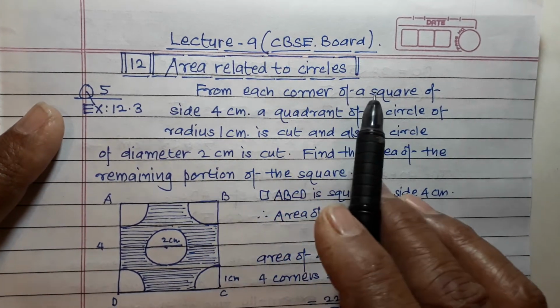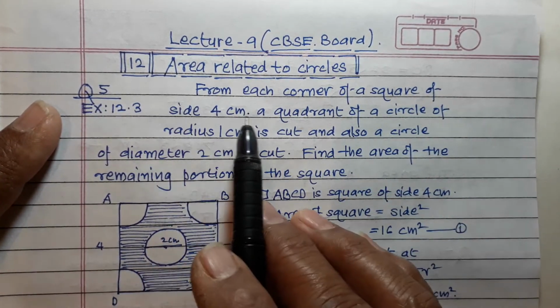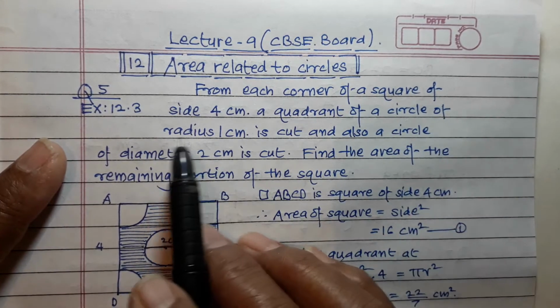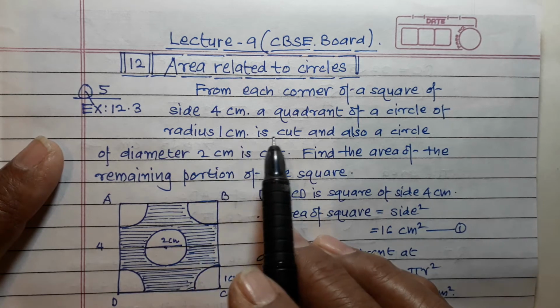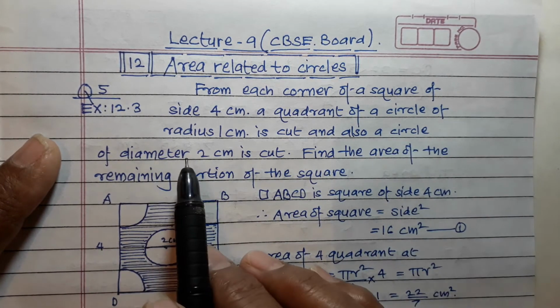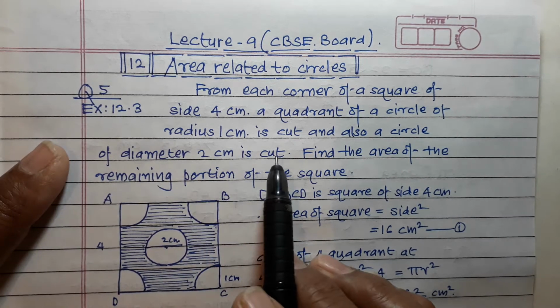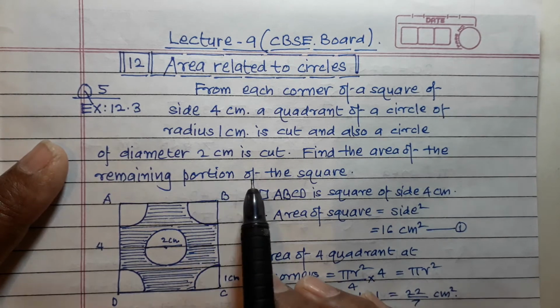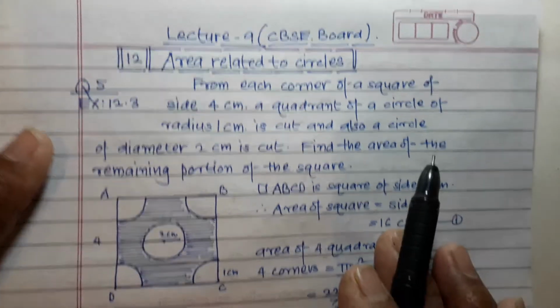From each corner of a square of side 4 cm, a quadrant of a circle of radius 1 cm is cut, and also a circle of diameter 2 cm is cut. Find the area of the remaining portion of the square.